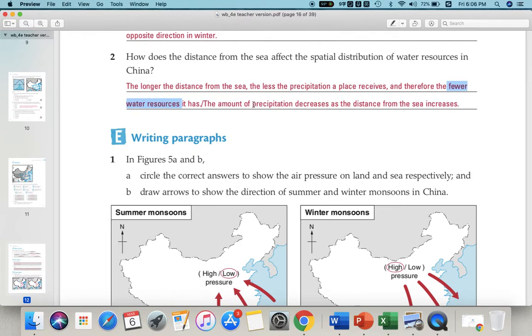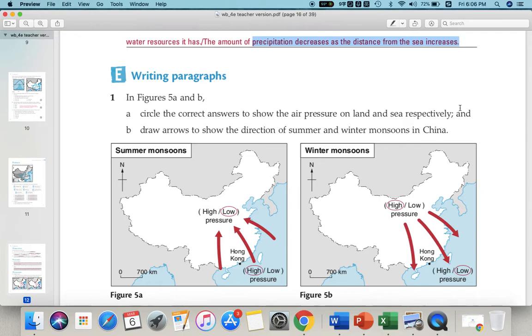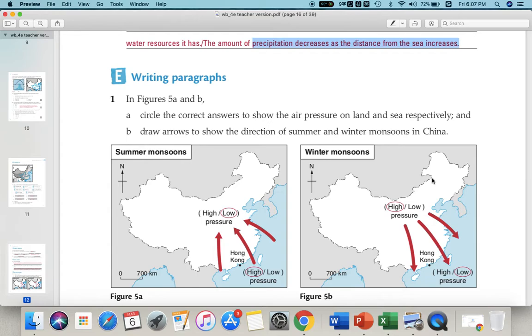So the amount of precipitation would decrease as the distance from the sea increases. While for the last part, that is the most important section in this unit, talking about the summer monsoon and the winter monsoon, I have read all of your answers already for the page 13 of your workbook. So there are not very big questions, while for some common mistakes I would like to point out. So first of all, just a very quick revision.